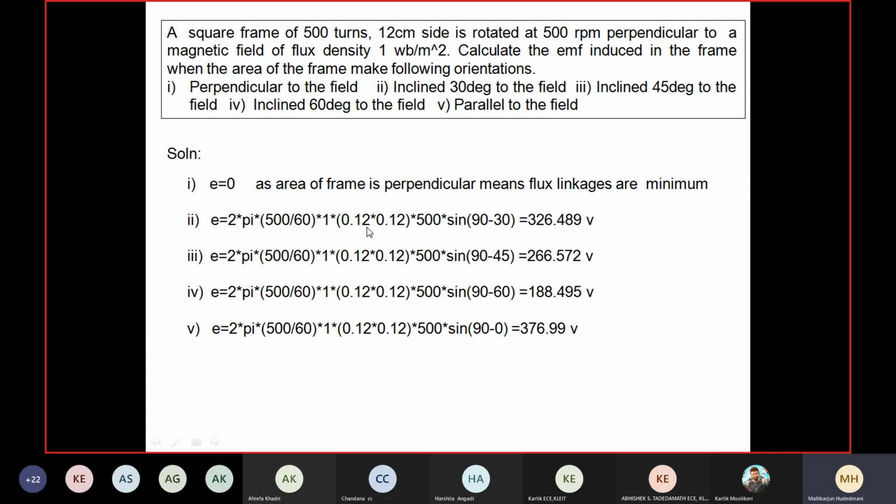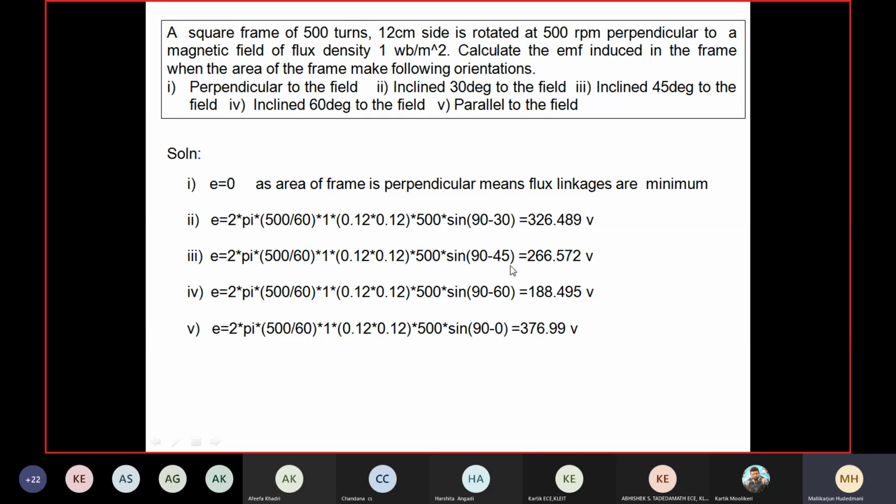This becomes the area of the frame, into the number of such frames, which in the problem is given as 500 turns. The last term is the sinusoidally varying operator, sine of 90 minus the given angle of inclination, 90 minus 30 degree. If I operate this, I'll be able to get the instantaneous value of the induced EMF at the 30 degree inclined position of the frame, which is 326.49 volt.